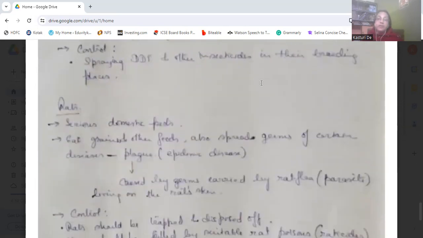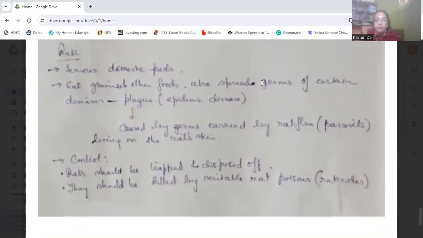Then another important vector is rats. They are serious domestic pests. They mainly spread plague, an epidemic disease. They eat grains and other foods, and they also spread the germs of plague. Plague is caused by germs carried by the rat flea, a parasite present on the body of rats. How can they be controlled? By killing the rats, or they can be trapped and disposed of. We can kill rats with rat poisons, that is rodenticides. So this is how we can control the vectors, the disease carriers, from spreading diseases from one person to another.